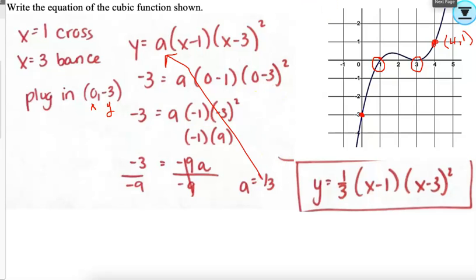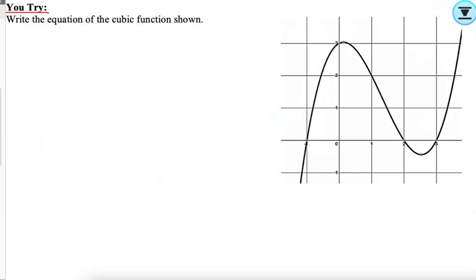Alrighty. I want you guys to try one on your own now. So press pause, try this problem, and then I will show you the answer in 5 seconds.